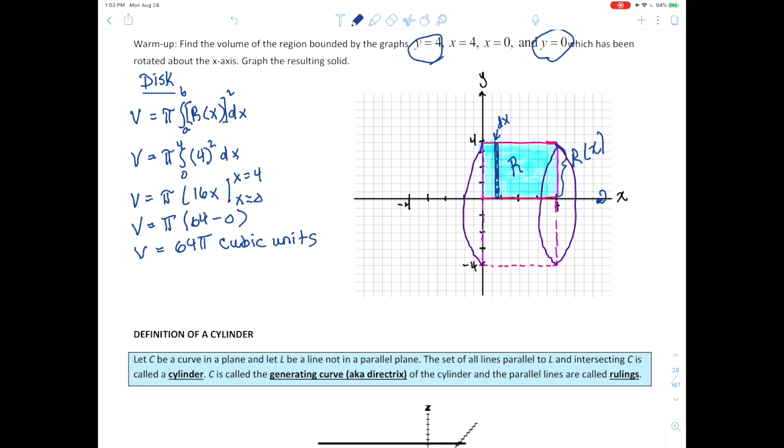Now we could just use geometry, right? If you use geometry, we know that r is 4, and we know also that the volume of a right circular cylinder is pi r squared h. Cool so far? Well, what's the height of the cylinder? The height would be the total x, so it's going to be 4 as well, right? So our volume would end up being pi times 4 squared times 4. And that, of course, is 64 pi cubic units.